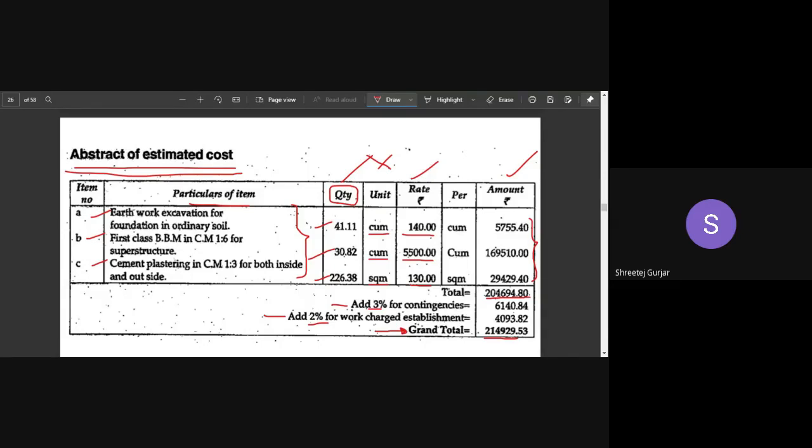We have left out painting work. We have left out flooring work, right? Flooring. Then many of our works we have left out. So you can observe only three items of work are costing around 2 lakhs. So this is how you prepare an abstract of an estimate, or abstract of estimated cost. So this is what you provide to your client.